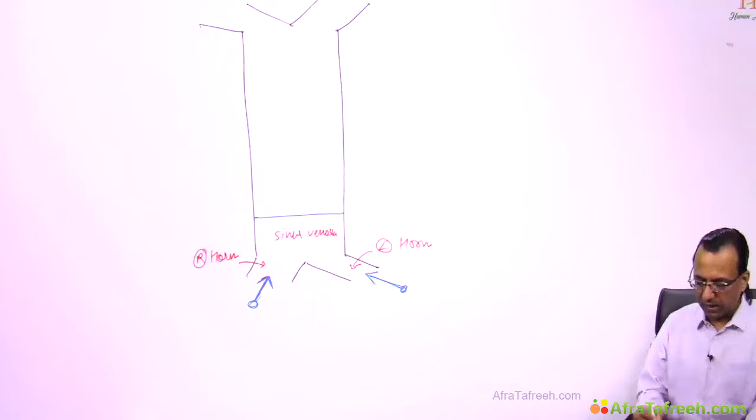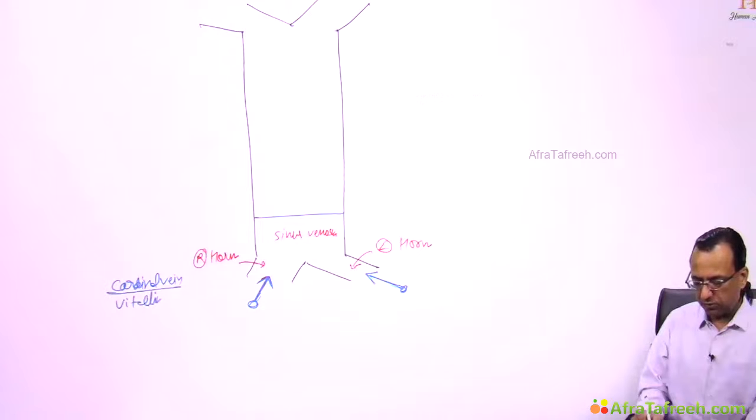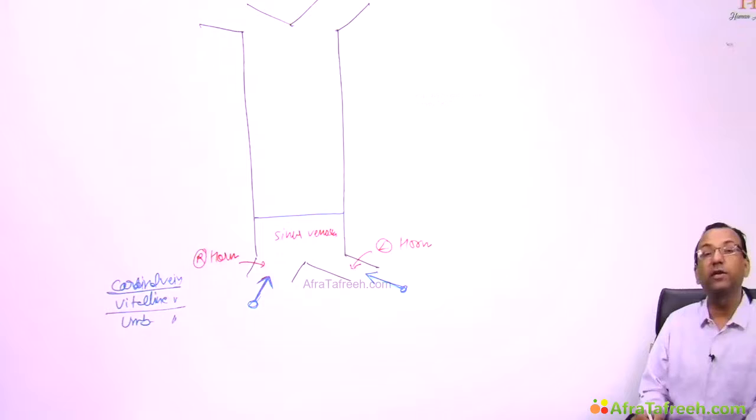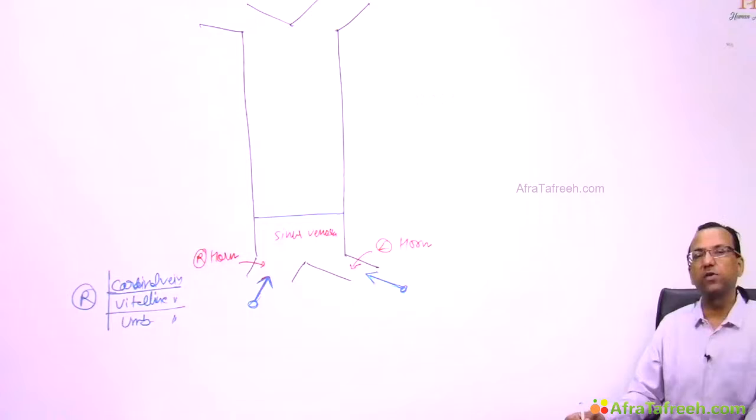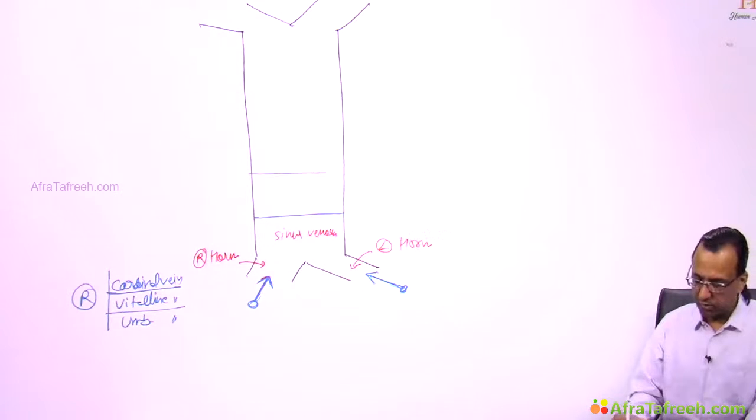They are called the right-sided cardinal vein, the right-sided vitelline vein, and also the right-sided umbilical vein. Not only on the right side, but also on the left side. So they are on the right side and left side, draining into the right horn and left horn of the sinus venosus. Where will the sinus venosus push this blood into? Sinus venosus will push this blood into the primitive atrium.